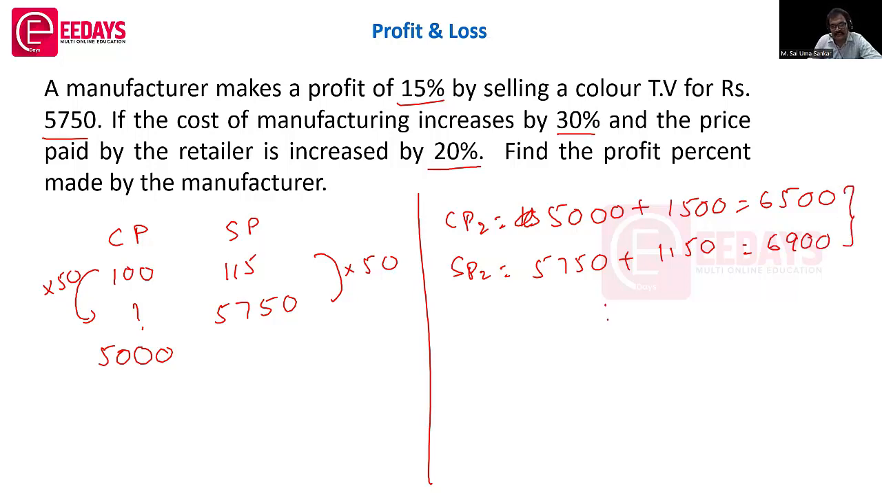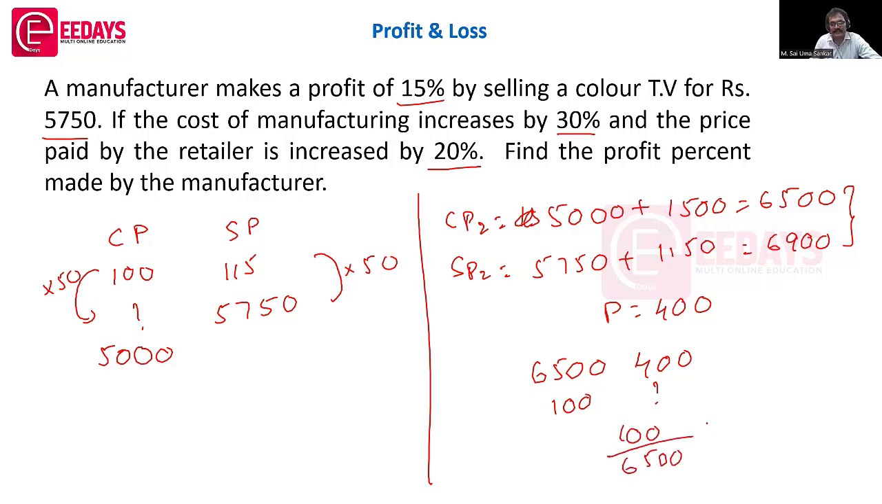In this transaction, profit is equal to how much? 400. Either profit percent or loss percent is calculated on the cost price only. So for 6,500 cost, profit is equal to 400. Per 100, how much? 100 by 6,500 into 400. Cancelling, this is equal to 13, this is equal to 20. 80 by 13, so this is equal to 6 and 2 by 13% profit. That is the answer.